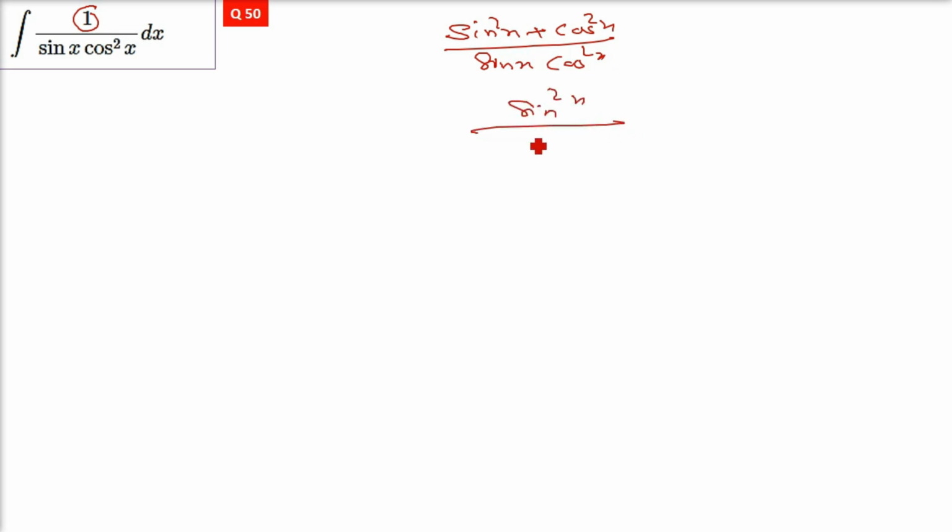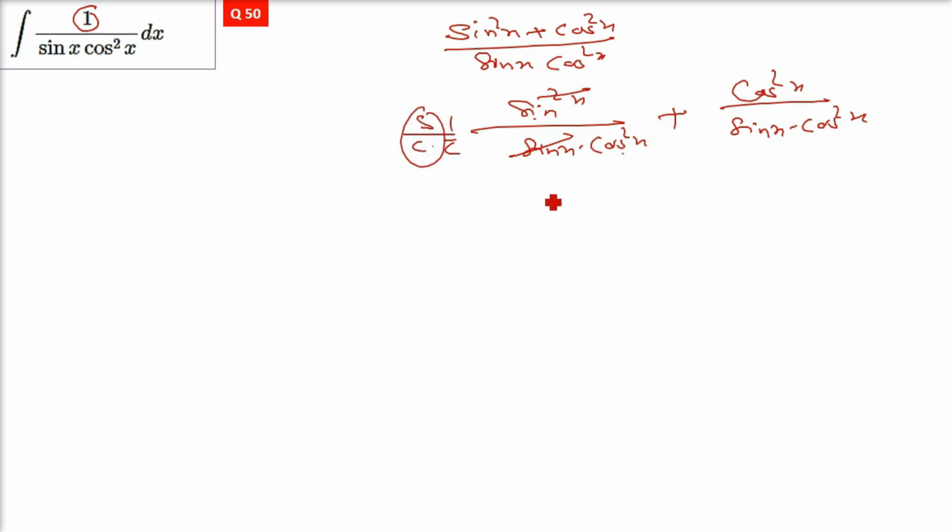So this sin square plus cos square divided by sin x cos square x will become sin square x remaining in the numerator, and sin x into cos square x goes in the denominator. So this sin gets cancelled. This is sin by cos square. So you can write it as sin x by cos x into 1 by cos x. Sin x by cos x is tan x, and 1 by cos x is sec x.